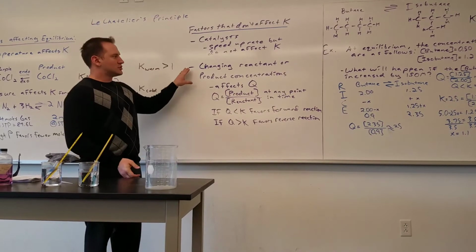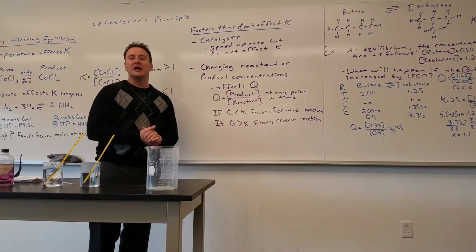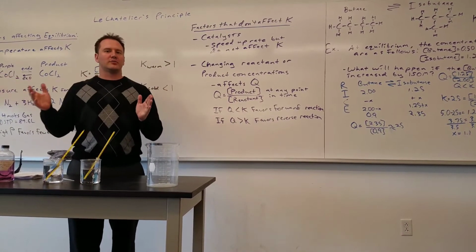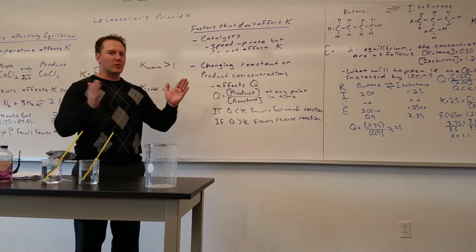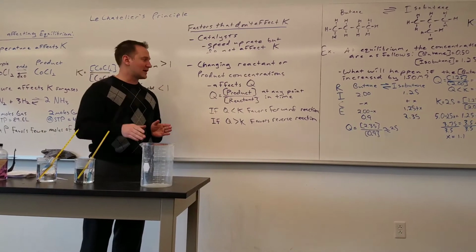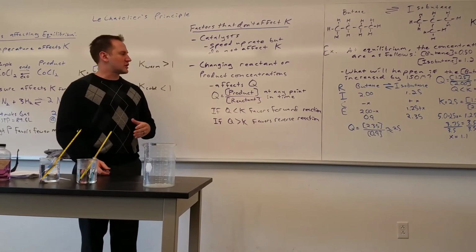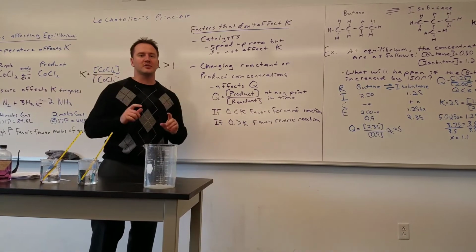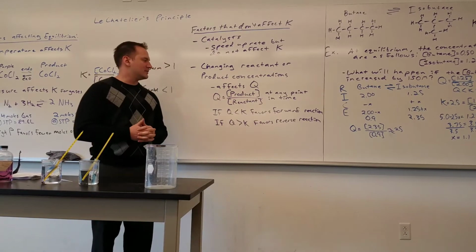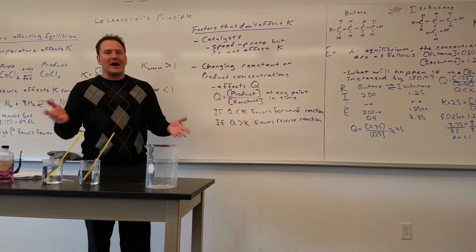You can also change reactant or product concentrations, and that'll kick a system out of equilibrium temporarily, but it's still going to work its way back, so it doesn't actually affect the K value. Now, we've already defined this in a previous video as Q, which is the concentration ratio of products to reactants at any point in time.